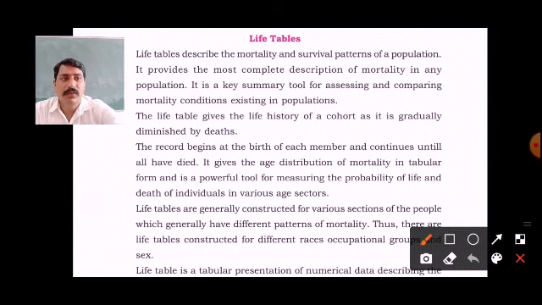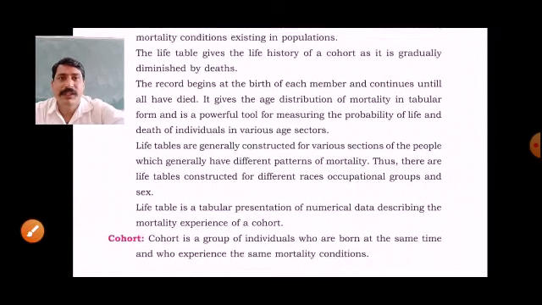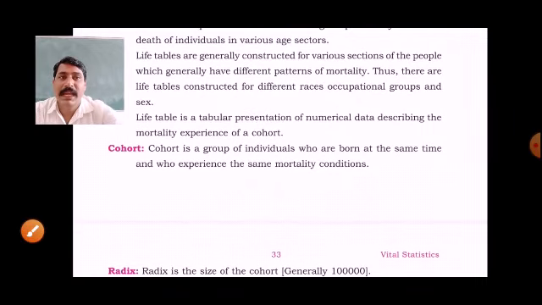Okay, so now we'll move to the definition. A life table is a tabular presentation of numerical data describing the mortality experience of a cohort. Mortality experience, death experience: how the people are dying, at what age, how many people are dying. Which age is riskier? Those are things we can study here.